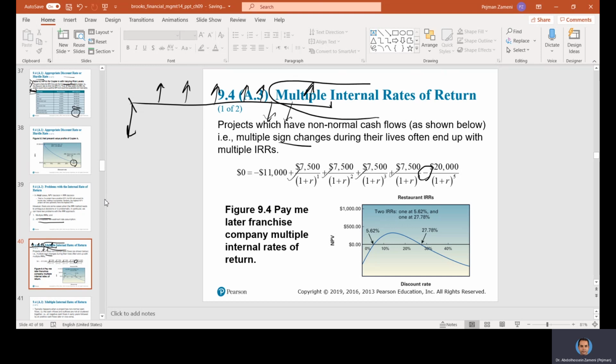As you can see, there are two roots here, one this one and one this one. The IRR of one would be 5.62%, and another one would be 27.78%. That creates some issues.